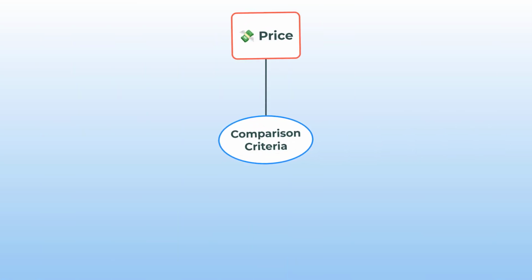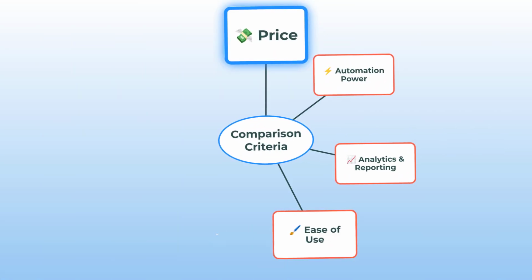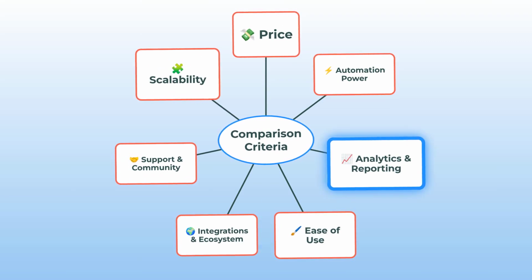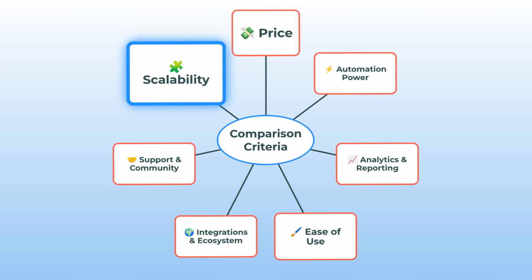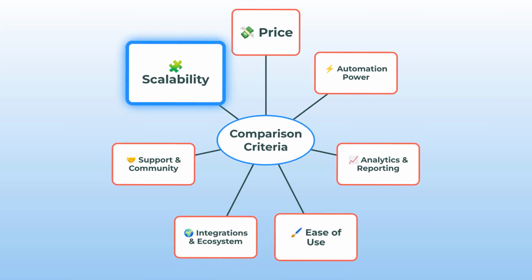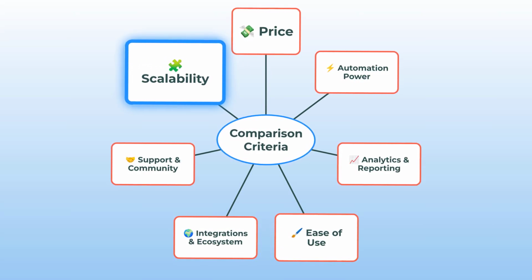So here's the game plan. Let's break things down by price, automation power, analytics, ease of use, integrations, support, and scalability. We're diving into all the stuff that actually matters when you're picking your next marketing sidekick.